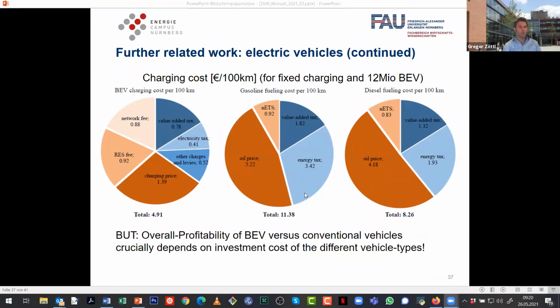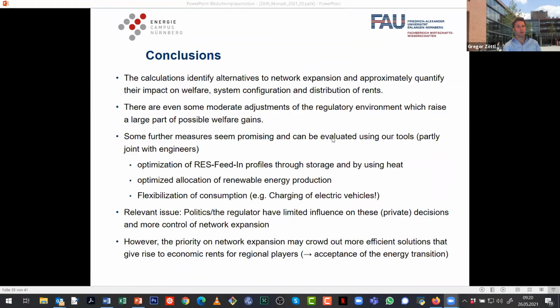Good. Okay, so the conclusions. Here I've just summarized what we've seen. So we've seen this computational equilibrium framework.